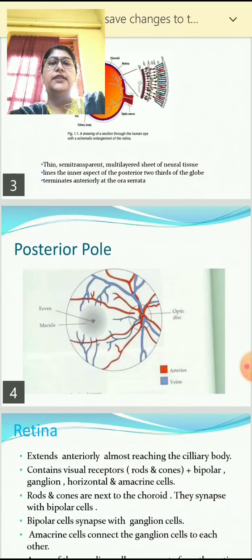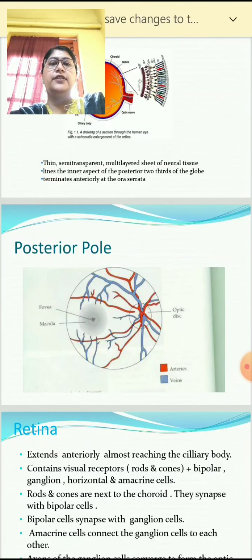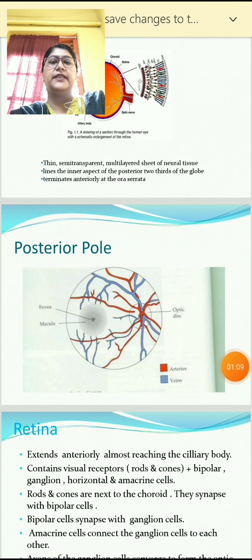Now, this is the posterior pole. Posterior pole is the portion which is seen when we see a dilated fundus. At one go, we can see this. You can see all the red and the blue veins are converging at one side. This is the optic disc, and on the left side, you can see the fovea and the macula, which is a pigmented portion. So, this is known as the posterior pole. Now, the reddish ones are the arterioles and the bluish ones are the veins.